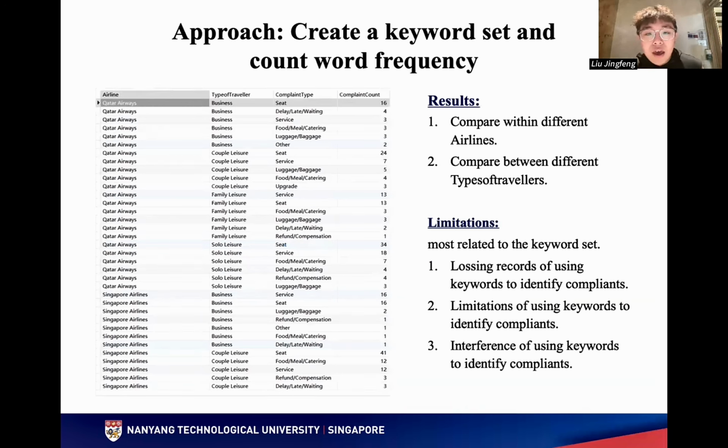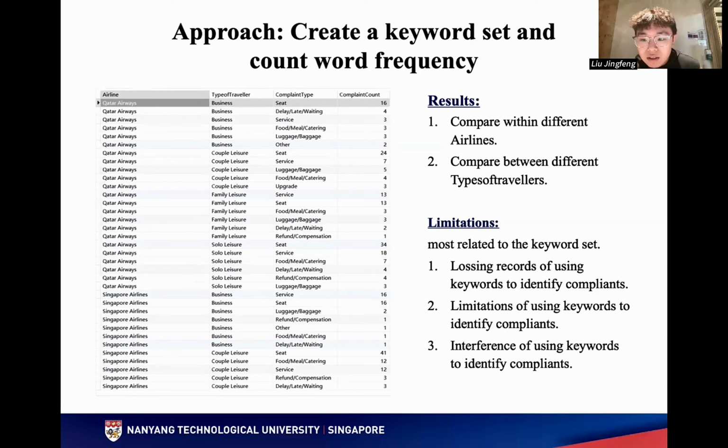From this table, we can observe that from the same airline, the complaints of the different types of passengers are similar, but there are also some differences. For example, in Qatar Airways, business travelers and families are more concerned about the delay. All of the types of traveler reviews have issues related to the seat, while the family travelers in Qatar Airways are more focused on service issues.